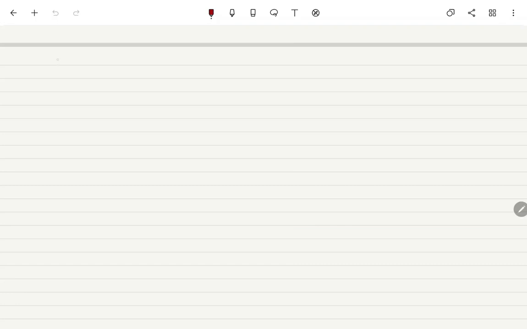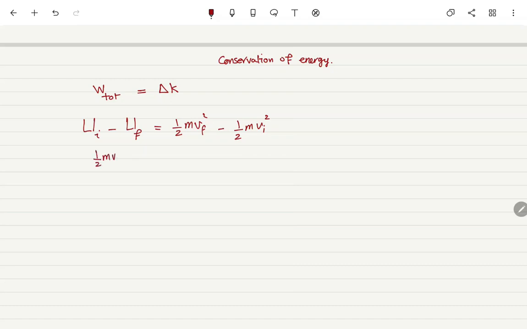Now let's define conservation of energy. Based on the previous examples, we found that work total equals delta K. If the only forces on the system are conservative forces, this means the potential energy U initial minus U final equals half m V final squared minus half m V initial squared. You rearrange this and you will get half m V final squared plus U final equals half m V initial squared plus U initial.